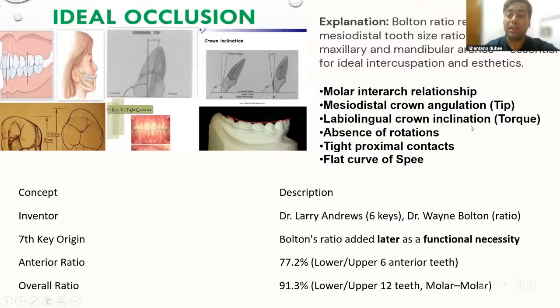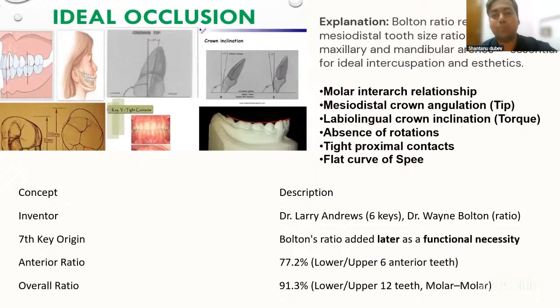Then labiolingual inclination. Remember, whenever we say labiolingual, we understand that whenever we flare out the incisor, we call it proclined, not proangulated or something like that. We always say proclined. So labiolingual is always inclination, right? So labiolingual crown inclination, but before that comes mesiodistal crown angulation. Since inclination has already been included, you have only one option, angulation, left.